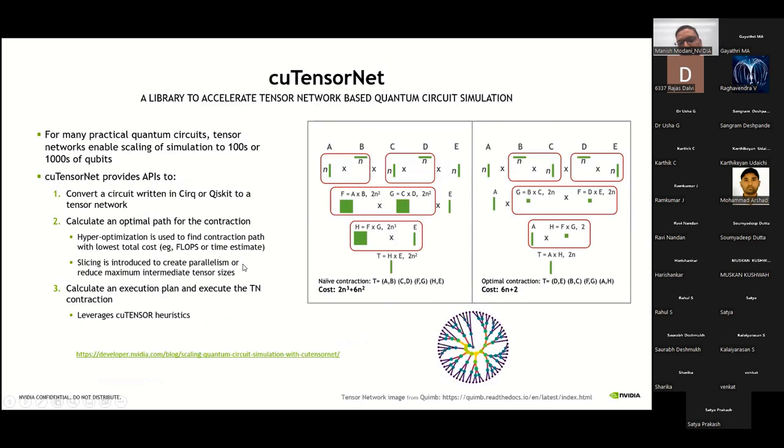Is the code open? I mean, at least the specification is open, sir, for this cuTensorNet? Yes. Okay. Thank you, sir.